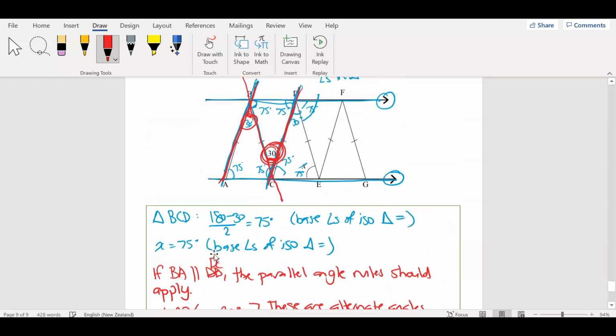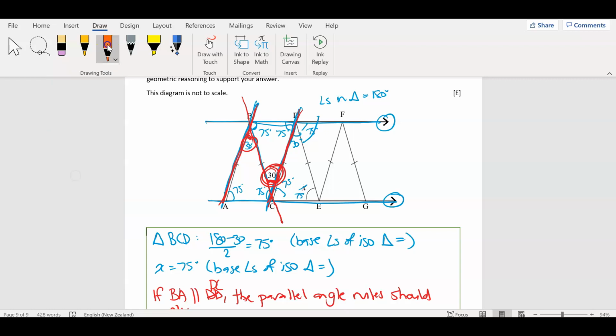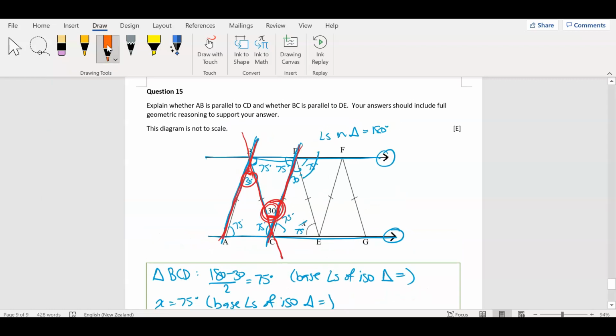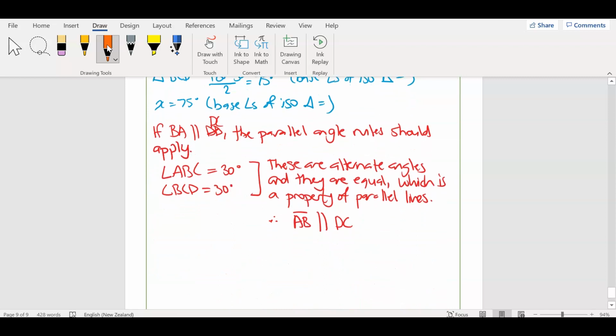We're now going to do the same for another set of lines. So let's change pen color again to make it clear to see. It's not particularly clear, is it? So we're now going to check the other ones. So BC and DE. So BC is over here, and then DC is over there. Same logic. There's the bisecting line. And we can see 30 and 30 coming up again.